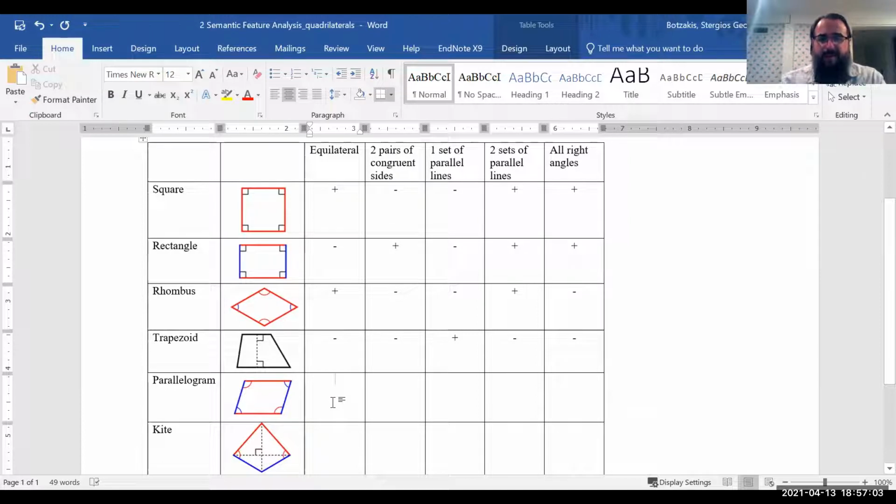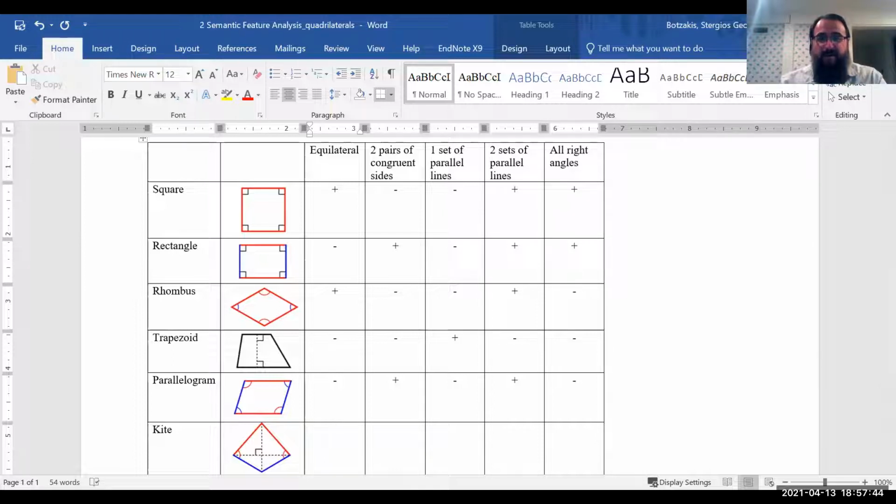Parallelogram, is it equilateral? It is not. Does it have two pairs of congruent sides? It does. Does it have one set of parallel lines? It does not, but it has two, and it doesn't have right angles. And if you look at this and you look at these, basically a rhombus is a parallelogram that, what's the difference? Doesn't have right angles. That's it. So that's the difference between a parallelogram and a square. So a square is also a special kind of parallelogram, I believe.